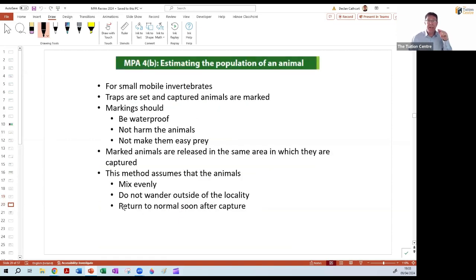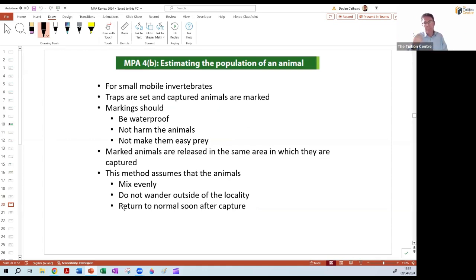Population of an animal. This is the capture-recapture method. So here's how it goes. You go out with your pitfall traps, set a load of pitfall traps, maybe 10 or something, scattered around the habitat that you're studying. And maybe you're looking for snails. Let's say you're looking for snails. So you want to find out what the population of snails is in your habitat. You put randomly scattered, evenly spread out pitfall traps, as many as you can. Let's say 10.